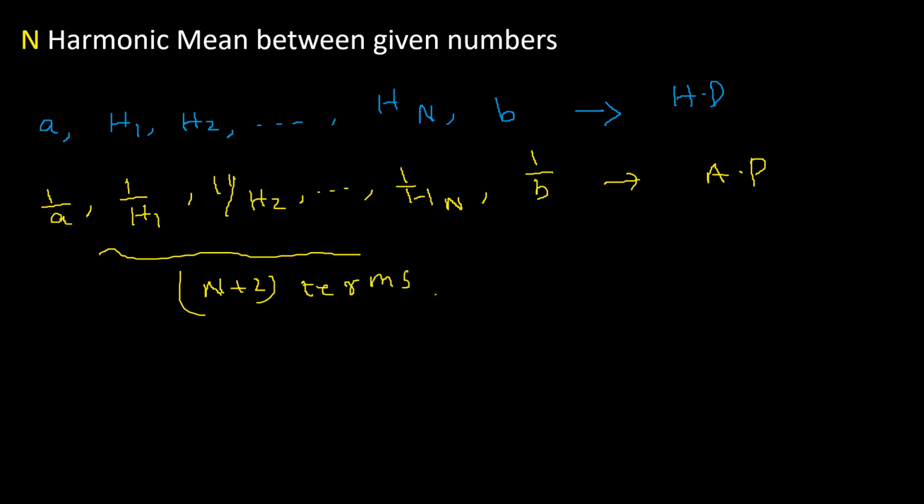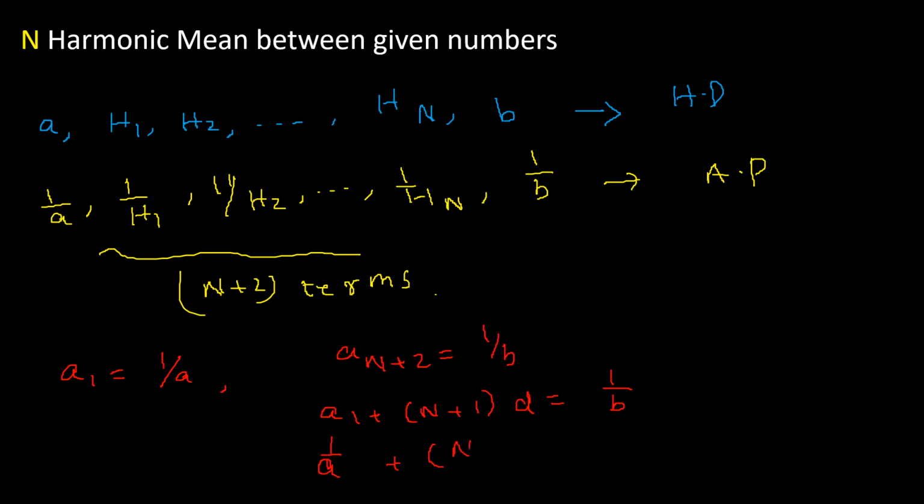Right? So here we have seen that the first term A1 is 1 over A, and the (n plus 2)th term is 1 over B, and we have to find what is the D here. So by formula, since that is an AP, 1 over B equals 1 over A plus (n plus 1) into D.